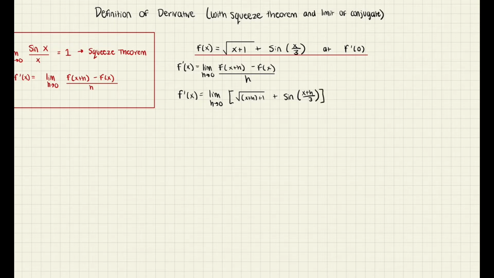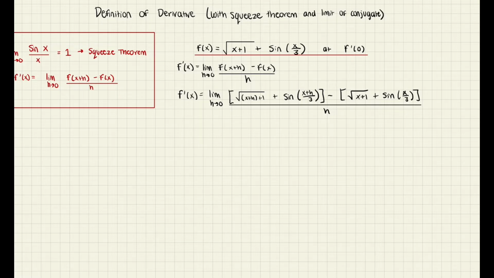Our second term from the definition of the derivative equation is f at x. So we're going to subtract f at x, which is just our given equation. So we're just going to write in our equation, square root of x plus 1 plus sine of x over 3. And this whole thing is over h.